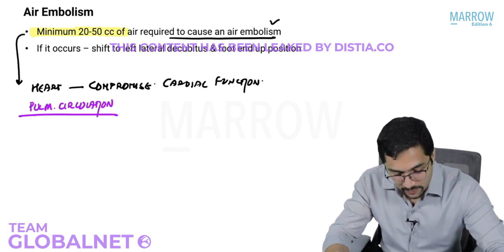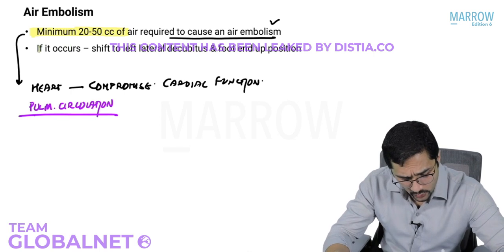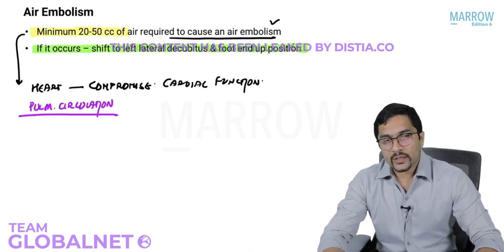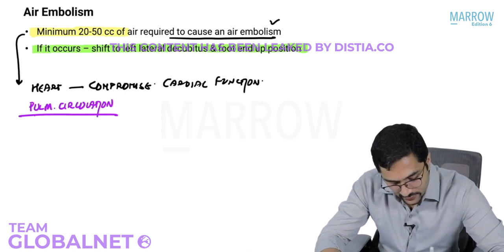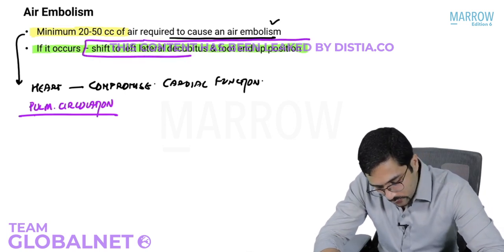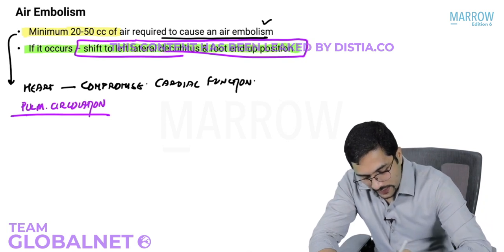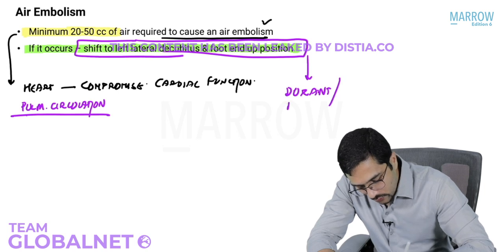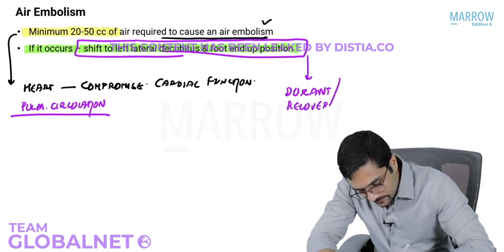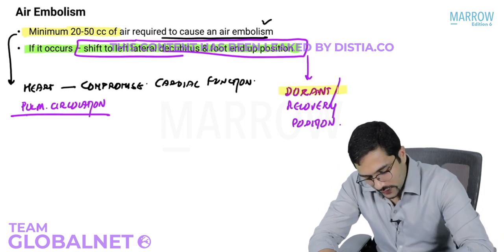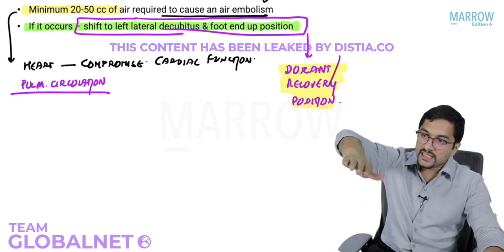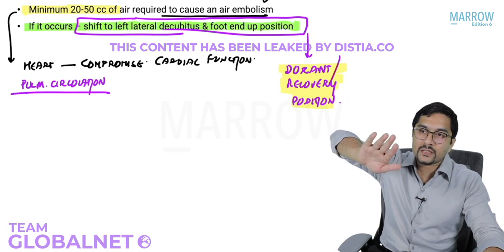And whenever you suspect an air embolism, we always shift the patient to left lateral decubitus and foot end up, right? This is known as the Durant's position or the recovery position, in which the patient is shifted. The advantage is that there is right side up and foot end up.